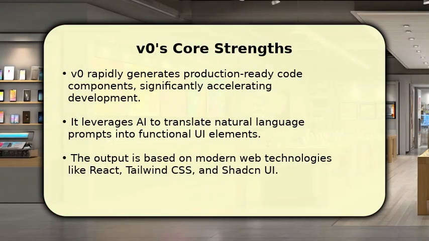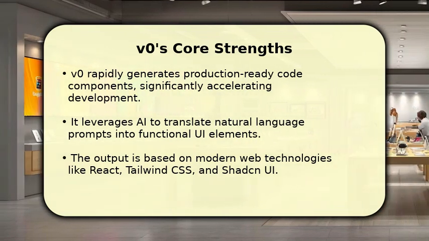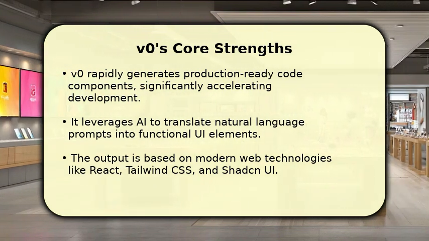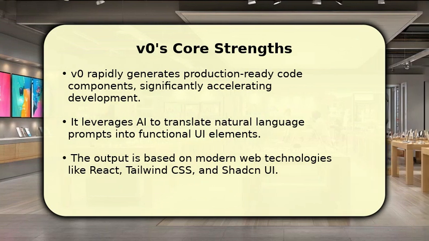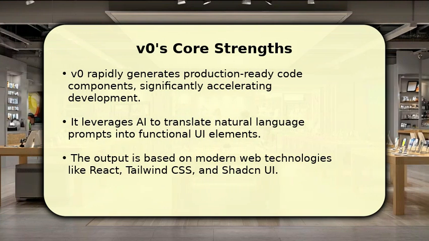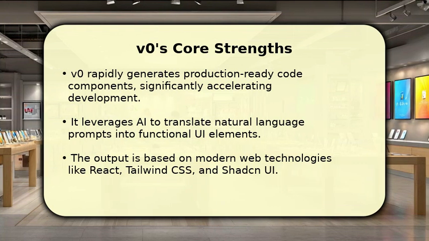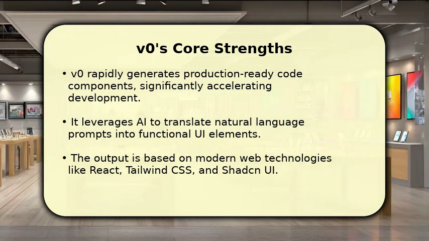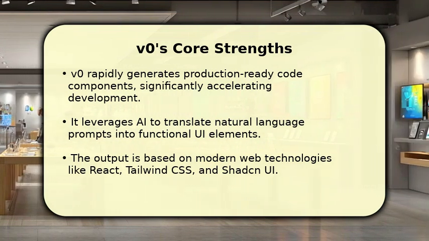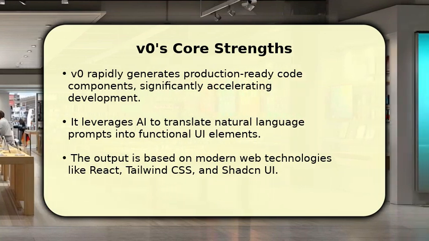Conversely, V0 excels in rapid code generation, transforming natural language prompts into functional UI components in mere seconds. This AI-driven approach significantly accelerates the development process, providing production-ready React, Tailwind CSS, and shadcn/ui code. It's a game-changer for developers looking to quickly build out interfaces or reduce boilerplate code. Imagine generating a complex component with just a few descriptive words. V0 makes that a reality, boosting efficiency dramatically.